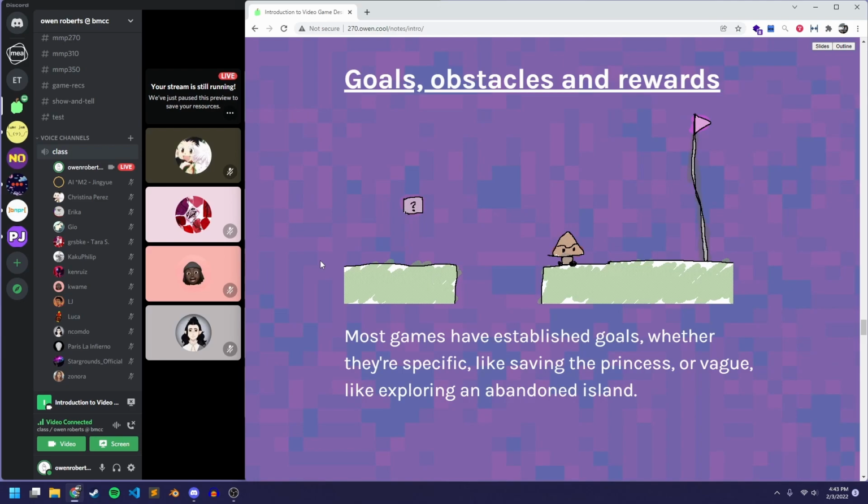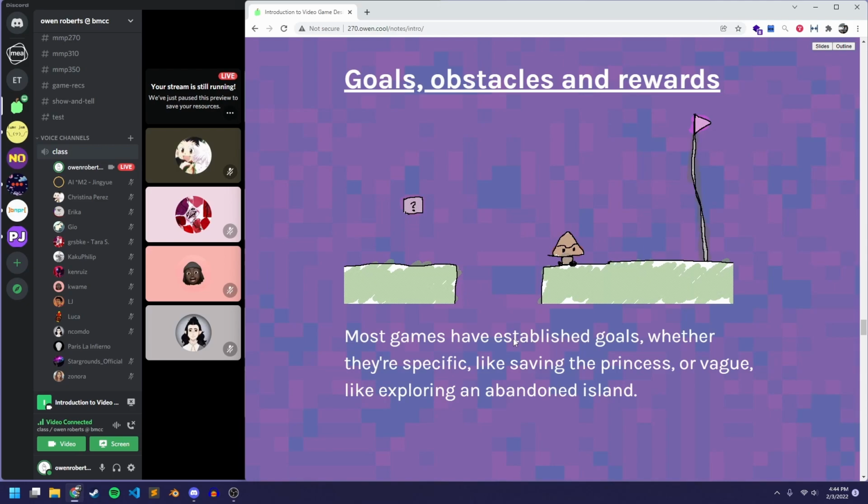So most games have a very clear established goal. Like it's either to get to the end of the level, to beat your opponent, or, like in Mario, you have to save the princess, very basic things like that. Some games have more mysterious goals that you have to find out, like exploring an abandoned island. I'm referencing Myst in this case, which is kind of an old game. I assume that most people are probably not familiar with it.